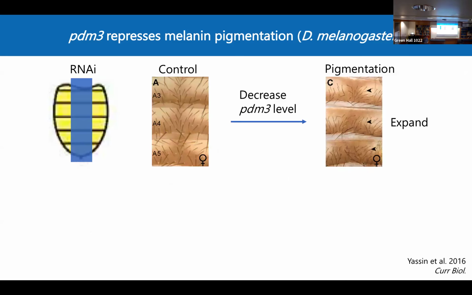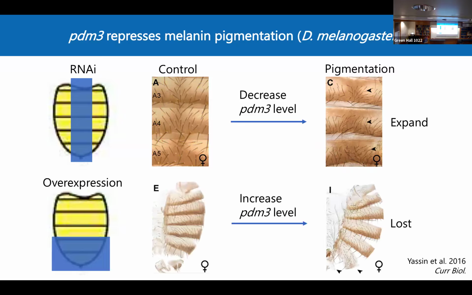So PDM3 is a repressor of melanin, and when it's knocked down in the midline of Drosophila melanogaster, it means that the PDM3 expression level is decreased, and the pigmentation will be expanded compared to control flies. And when PDM3 is overexpressed in the posterior region of the abdomen, meaning an increase of the expression level, it will lead the fly to lose the pigmentation in the posterior abdomen.